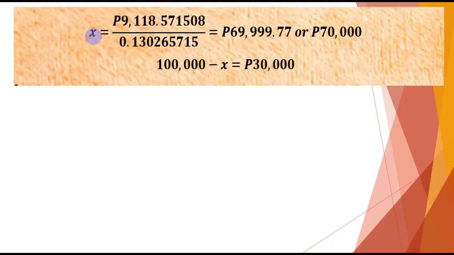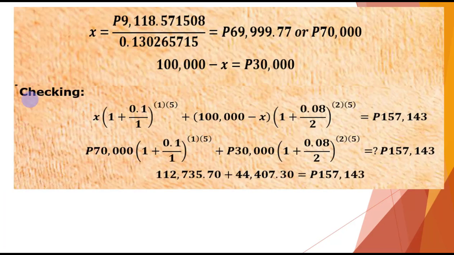So the total investment is 100,000 less 70,000. It becomes 30,000 investment in the second bank, offering 8% interest rate compounded semi-annually. We are checking whether it's really true that investing in the first bank with 70,000 pesos and investing in the second bank with a principal amount of 30,000 pesos will really give Paulo 157,143 pesos at the end of 5 years.